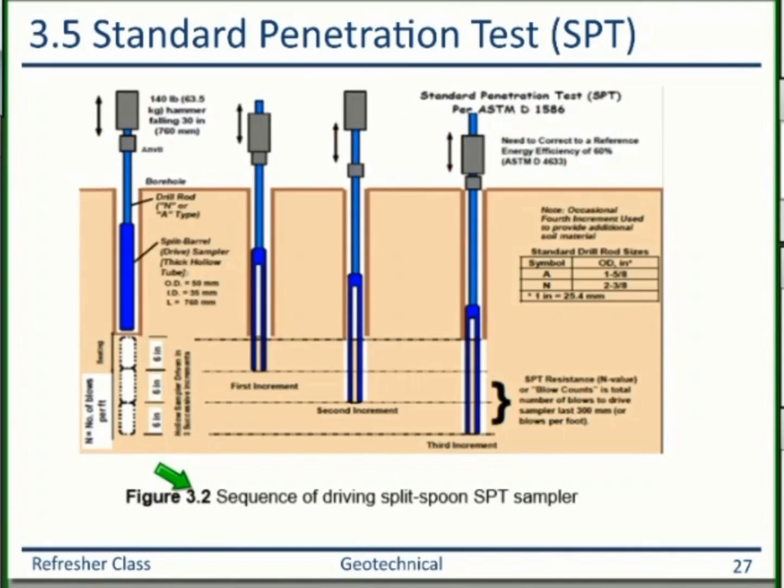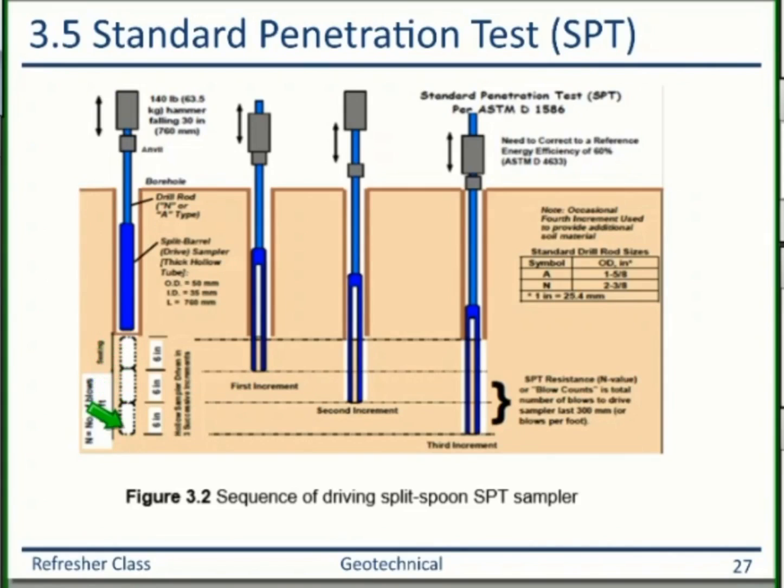This is again schematic diagrams to show the sequence of driving the split spoon sampler. So let's say you need to take the N values below this point. So you will drill down here, you will case the hole, and you will send that split spoon sampler, then drive it with a 140 pound hammer falling from a height of 30 inches. Then you will count the blow count for the first increment, 0 to 6 inch, second increment, 6 to 12 inch, and third increment, 12 to 18 inch, right?